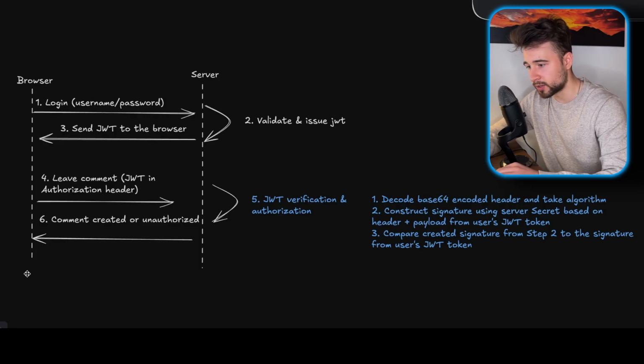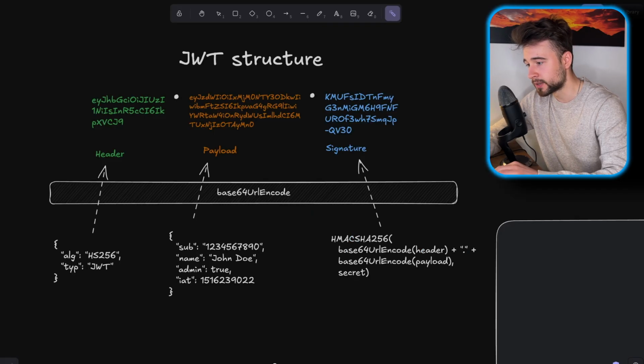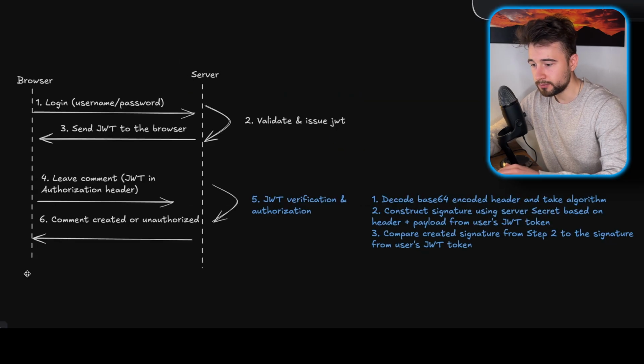So step number 1 would be to decode the base64 encoded header and take the algorithm. If I go up here, we would decode this string, extract the algorithm from here, and verify that the type of token is JSON Web Token. Then step number 2 would be to try to construct the signature using the server secret, based on the header and payload that we get from the user's JWT token.